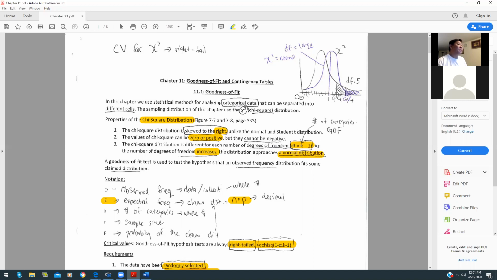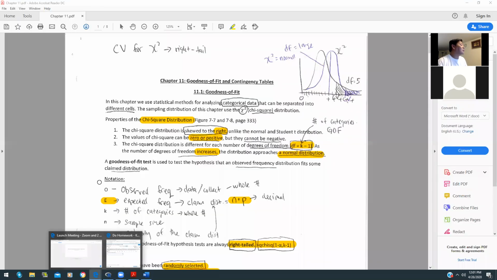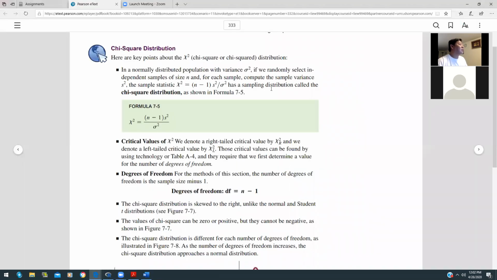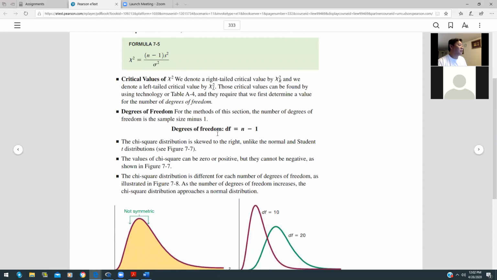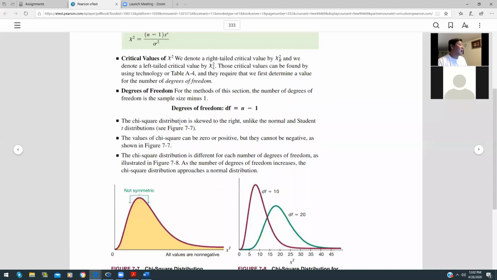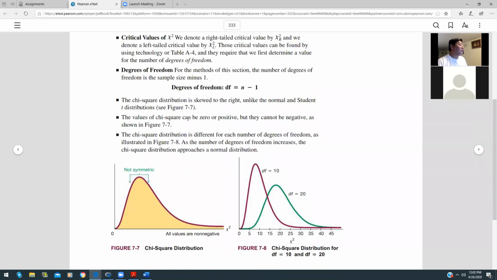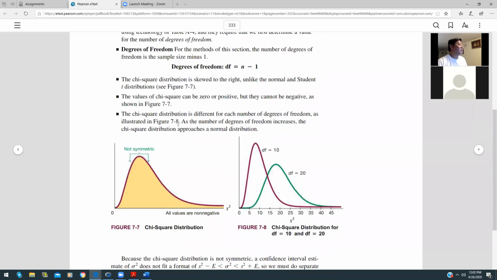If you want to look at a picture of a chi-square distribution, this is found on page 333 in your textbook. There you go, this is a chi-square distribution here. The formula looks something like this, but you do not need to worry about the formula for the chi-square distribution. What we talk about here is that your degree of freedom is n minus 1, your chi-square distribution is skewed to the right, not normal, and your value for chi-square is either 0 or a positive number. And as your degree of freedom increases, your chi-square distribution will be approximately normal.